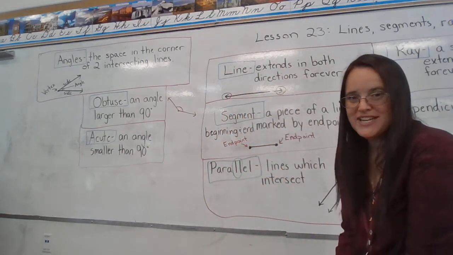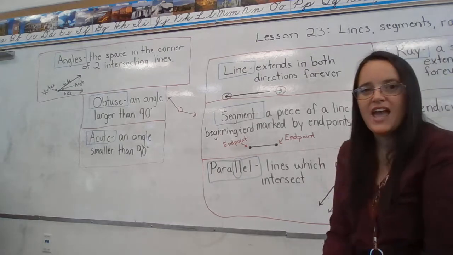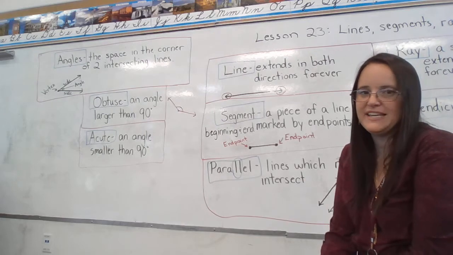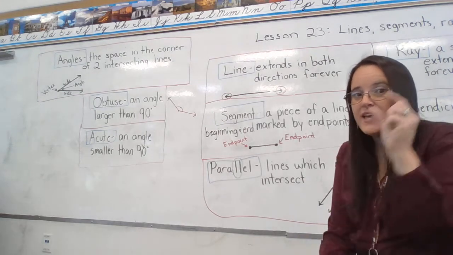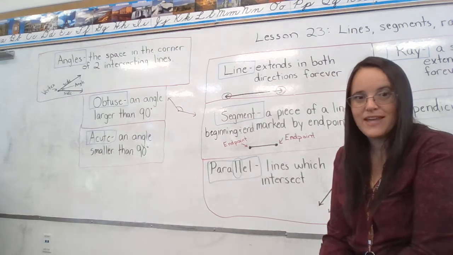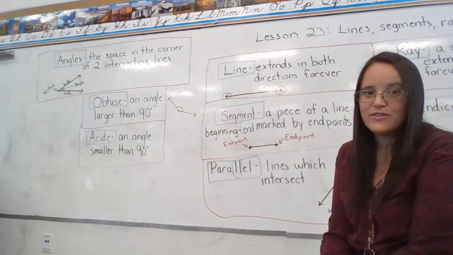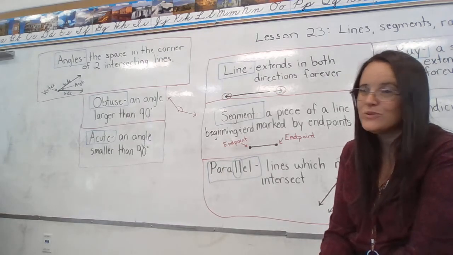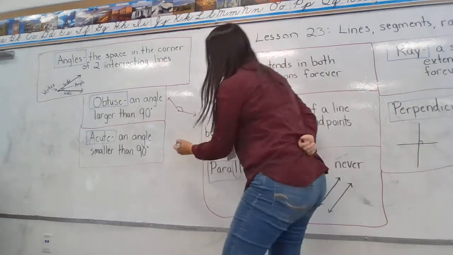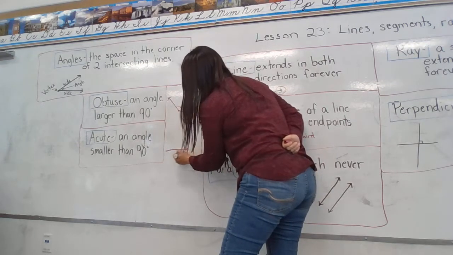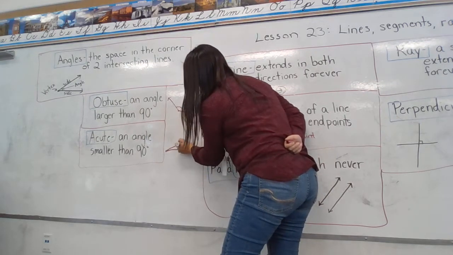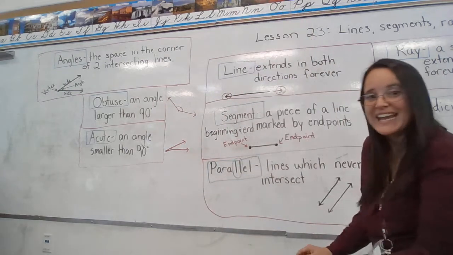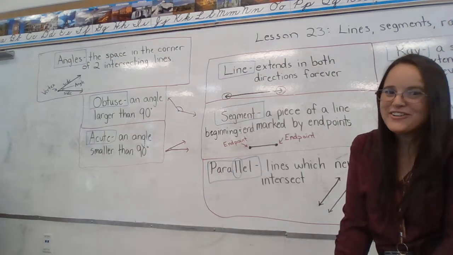An acute angle. So here's my trick for that one. Cute. What do we think of when we think of cute? We think puppies, kittens, babies, small things, right? So acute angles are cute little itty bitty angles. They're so cute. Acute angles are smaller than 90 degrees. So this right here, that would be an acute angle. It's tiny, it's little, it's so cute.